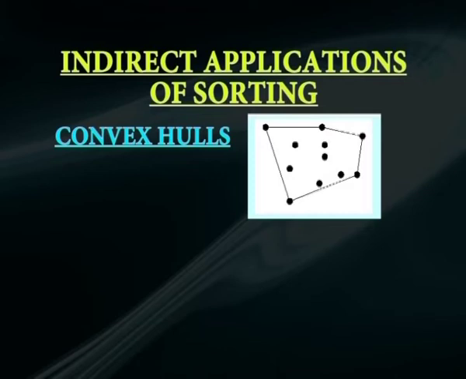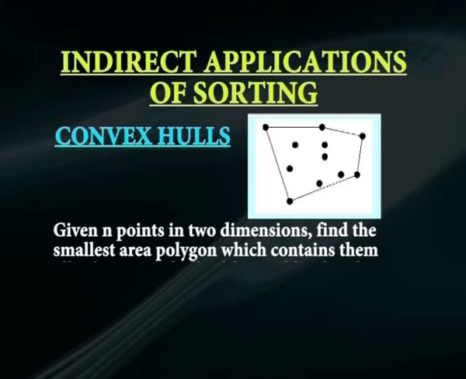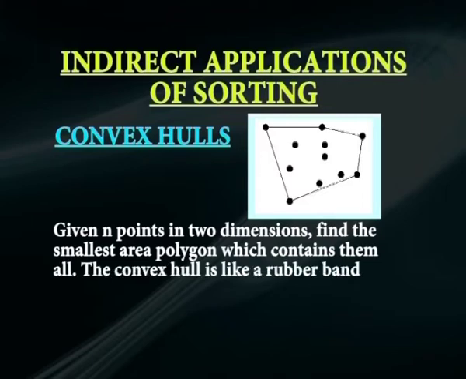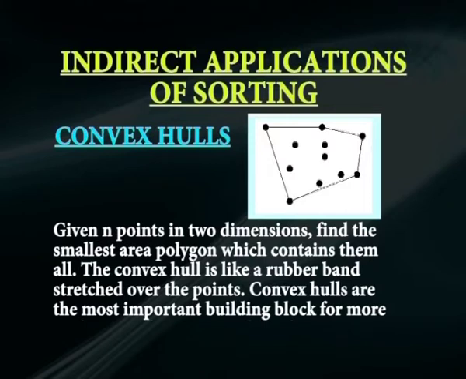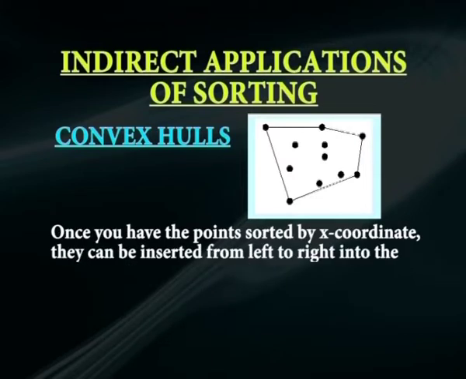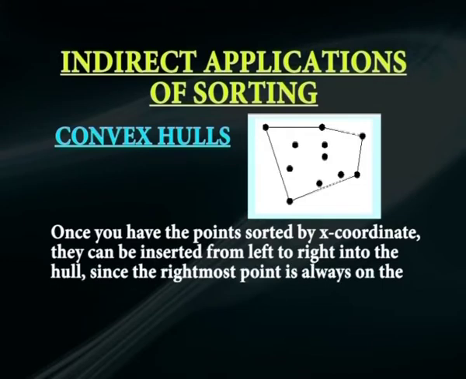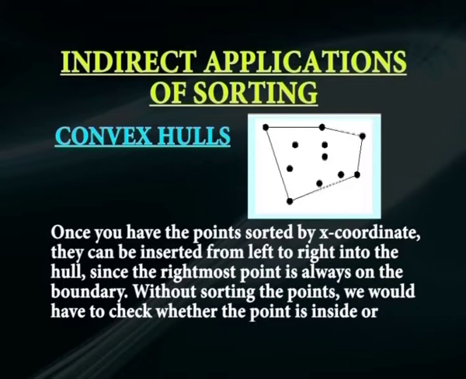Convex hulls. Given n points in 2 dimensions, find the smallest area polygon which contains them all. The convex hull is like a rubber band stretched over the points. Convex hulls are the most important building blocks for more sophisticated geometric algorithms. Once you have the points sorted by x coordinate, they can be inserted from left to right into the hull, since the rightmost point is always on the boundary. Without sorting the points, we would have to check whether the point is inside or outside the current hull.